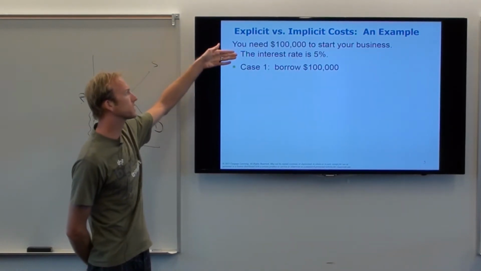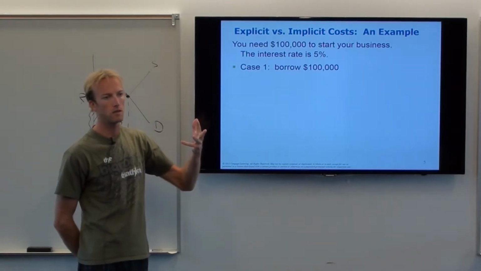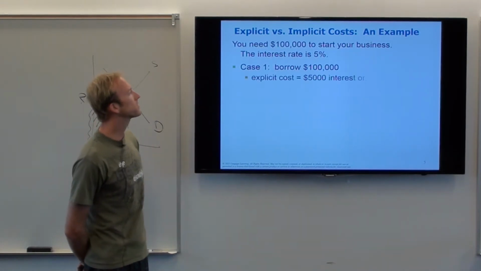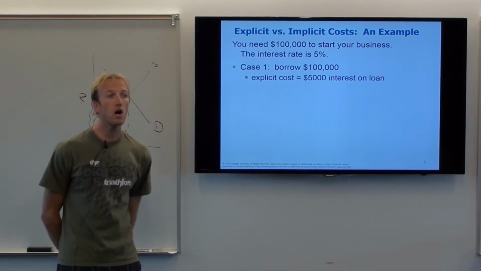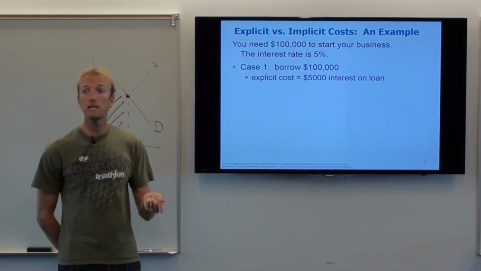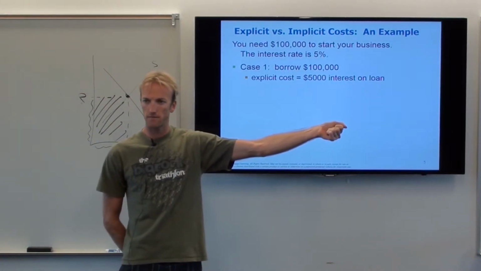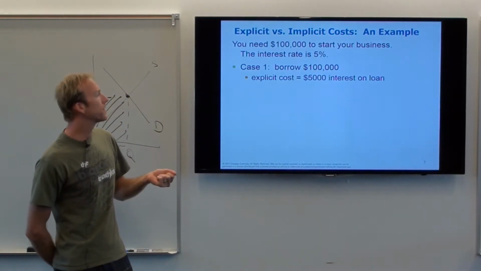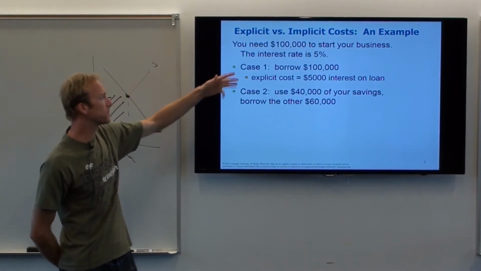This is kind of simple. The interest rate is 5%. You borrowed $100,000. What's the cost to you? What's the cost of a loan? 5% of $100,000, so it's $5,000 interest on the loan. Is that an explicit cost or an implicit cost? That's explicit, because at the end of the year, you literally have to write a check for $5,000 extra dollars back to the bank. Does that make sense? It's an actual transfer of money. Now, are there any implicit costs? No, because you just borrowed the money.